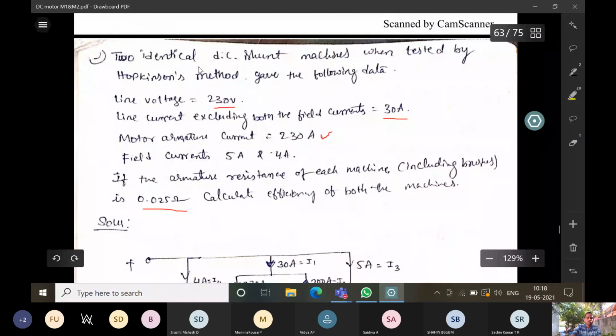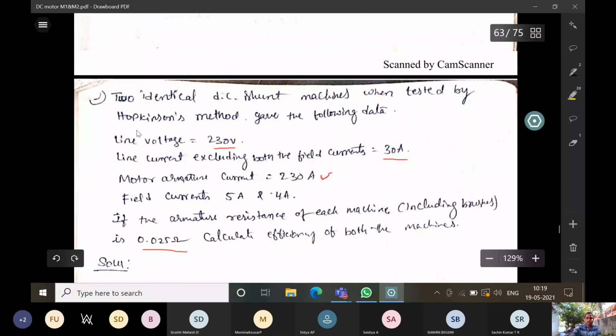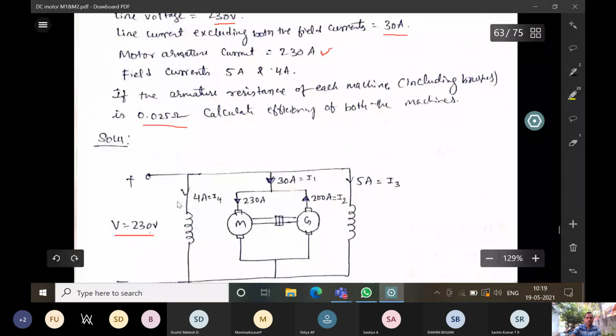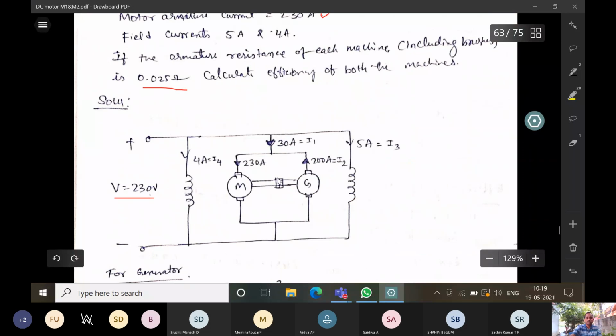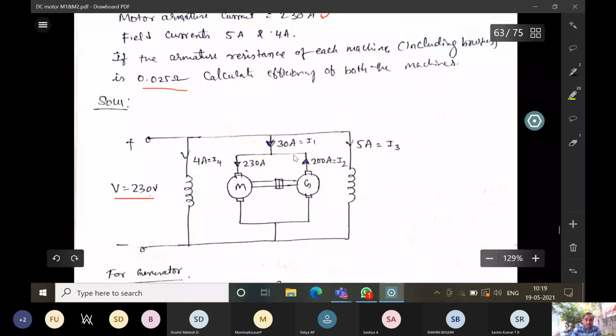Okay, once again look at the problem. Two identical DC shunt machines. One is motor and another one is generator. By Hopkinson test method, line voltage is 230 volt. Line current excluding both field currents is given as 30 ampere. That's why the diagram is drawn like this, excluding field current we want. So that 30 ampere is flowing, that is the line current.